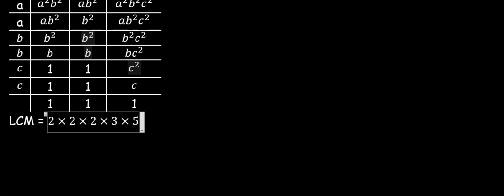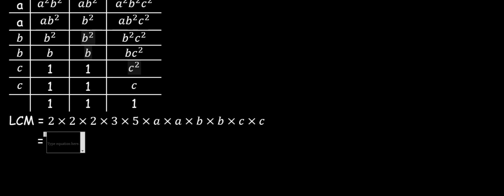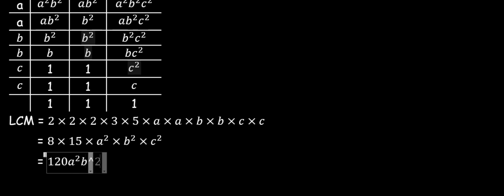So we can conveniently say LCM is equals to 2 times 2 times 2 times 3 times 5 times A times A times B times B times C, which is equals to 8 times 15 times A square times B square times C square, which is equals to 120 A square B square C square.